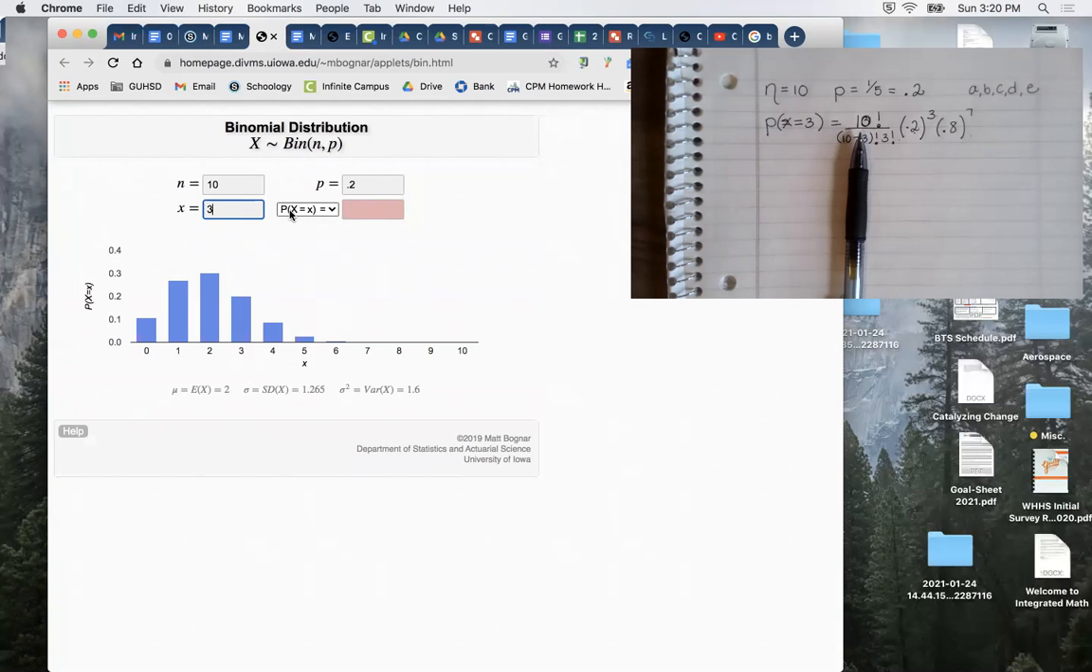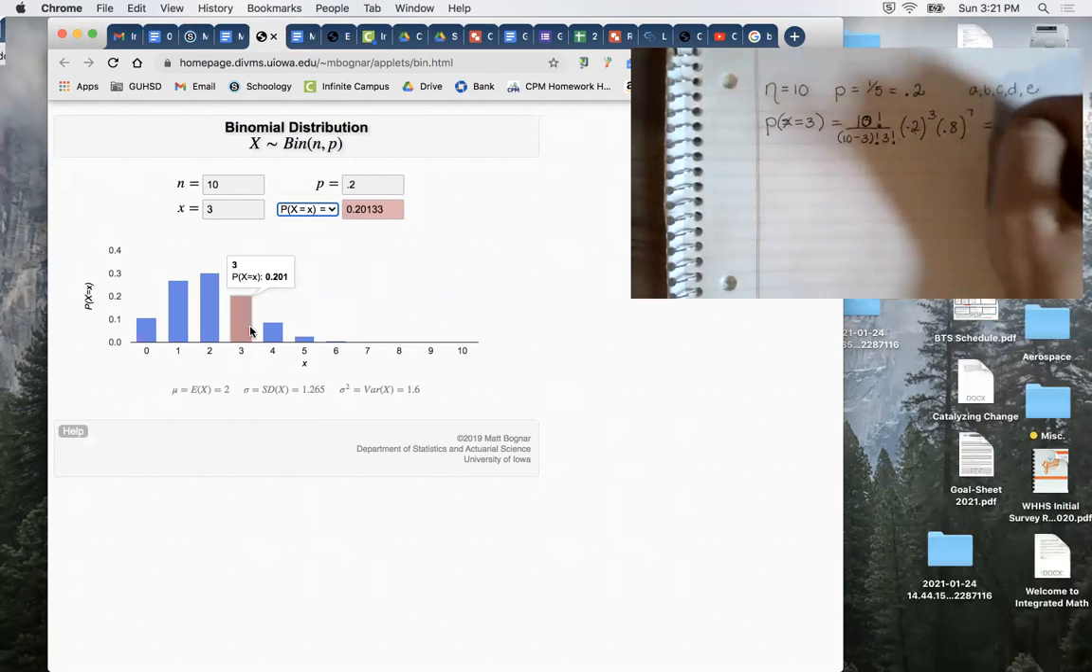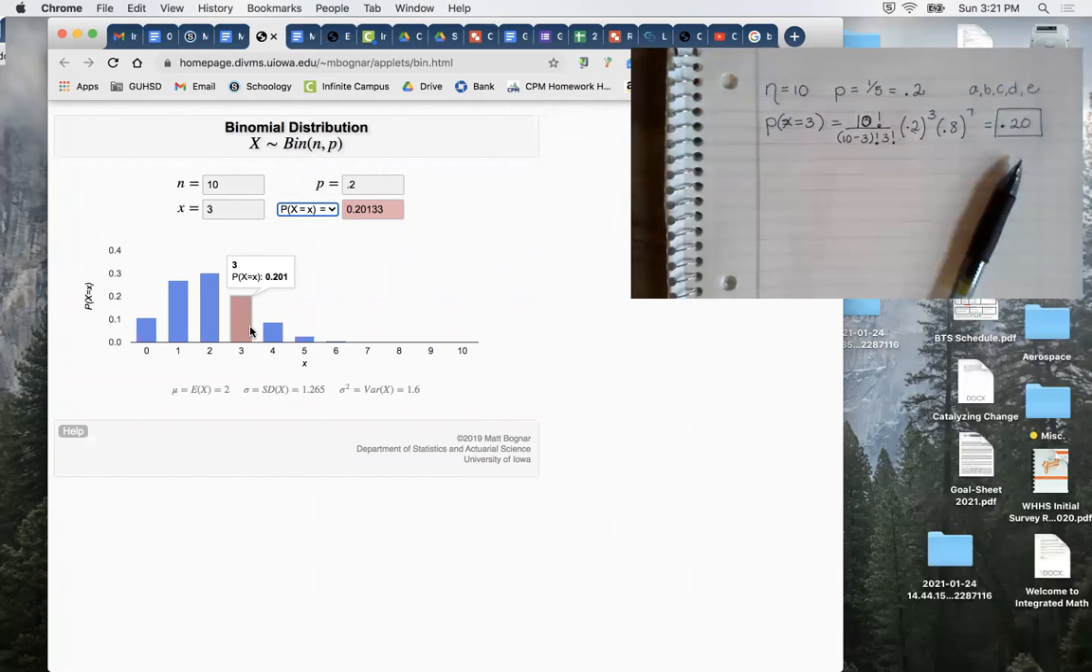Now, you'll notice that it says x equals and there's a drop down. We're going to get into this less than and greater than in a minute, but right now I want exactly 3. And there it is. We have a 0.20, a 20% chance that she would get exactly 3 correct.